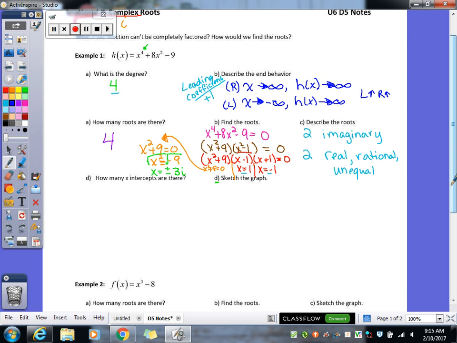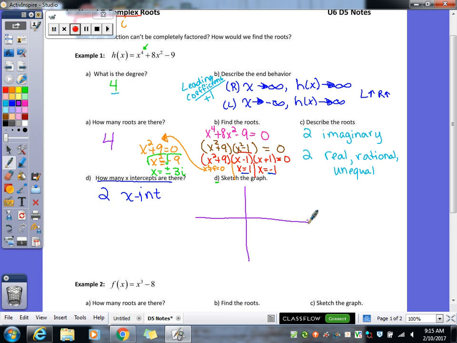So now down here they want to know how many x-intercepts we have. Now we did find all 4 roots. However, imaginary numbers never actually touch or cross your x-axis. So as far as x-intercepts go, there's only 2 x-intercepts here, and it would be your 1 and your negative 1. So now they want us to sketch the picture of our graph.